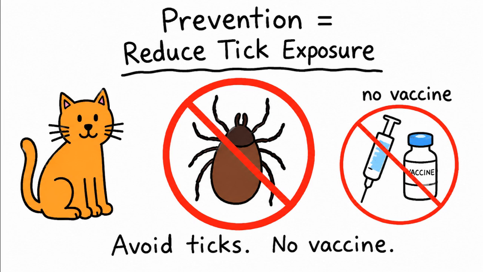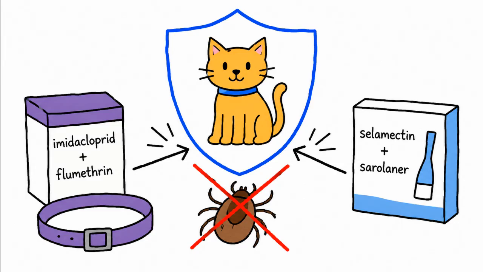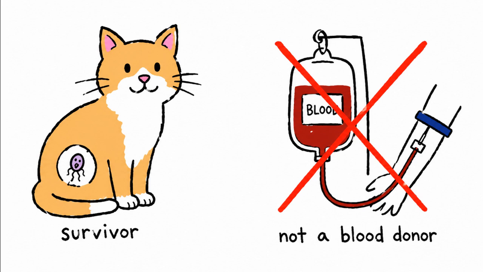Prevention depends on reducing tick exposure because no vaccine is currently available. Keeping cats indoors provides the strongest protection, while outdoor cats require consistent, cat-safe tick control, frequent tick checks, and prompt removal of attached ticks. Products containing imidacloprid with flumethrin or selamectin with sarolaner have shown protection against transmission in studies. Cats that survive may remain lifelong carriers, so recovered cats should not be used as blood donors.